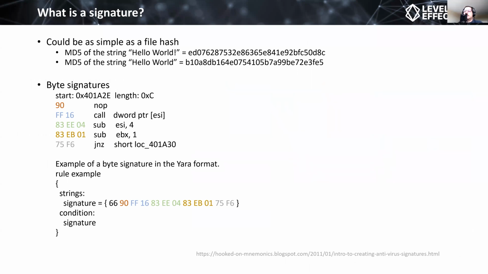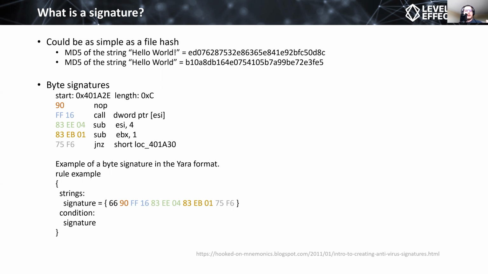So let's dive a little bit deeper into signatures. What is a signature? What does it look like? It could be as simple as a file hash. If you've messed around with VirusTotal, or looked at IOCs from previous reports, a file hash is simply a fingerprint for that file, right? It's a unique identifier that identifies that file.